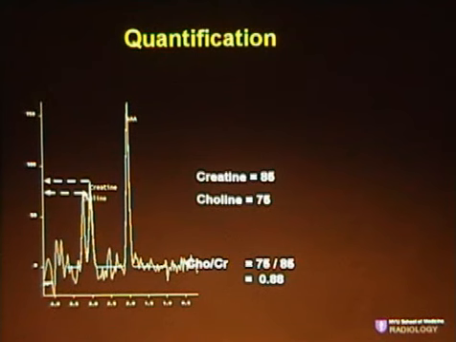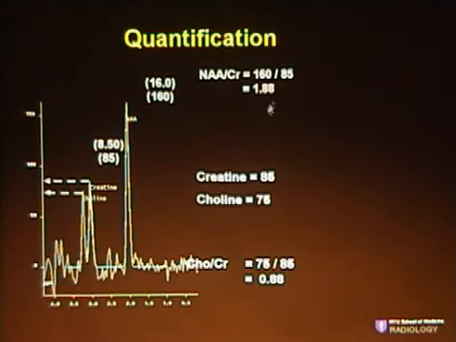So then you would measure the height of the metabolite. Say here it's 7.5 centimeters divided by 8.5 centimeters, and again, that'll give you a ratio. These are the ratios that you want to calculate. Similarly for NAA, if it's NAA 160 divided by 85, that'll give you an NAA to creatine ratio. That's what we were doing in the past, and a lot of people are still doing that.